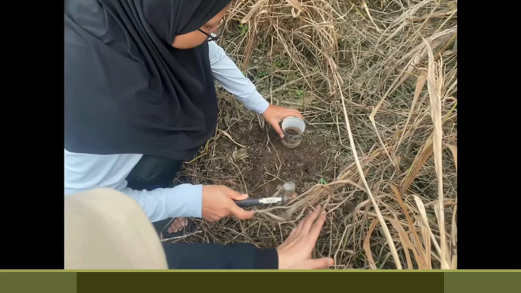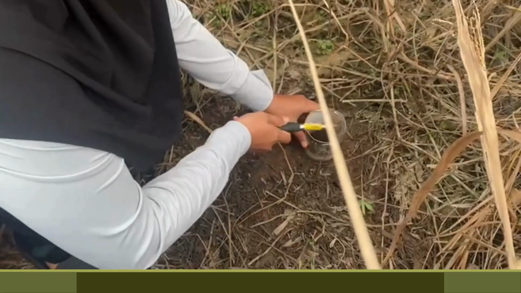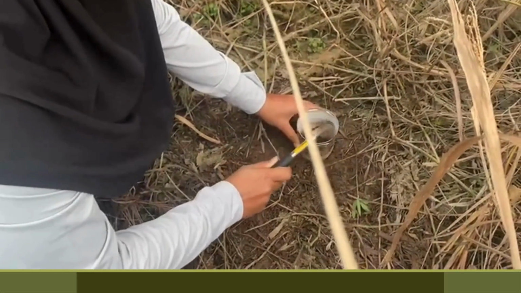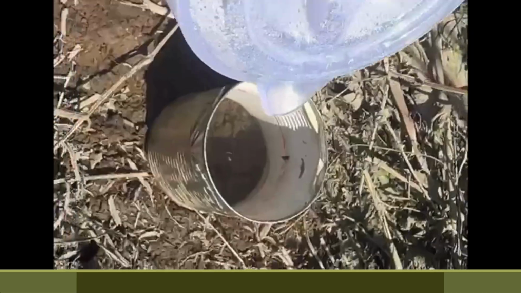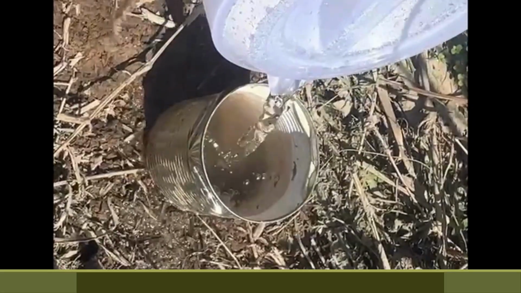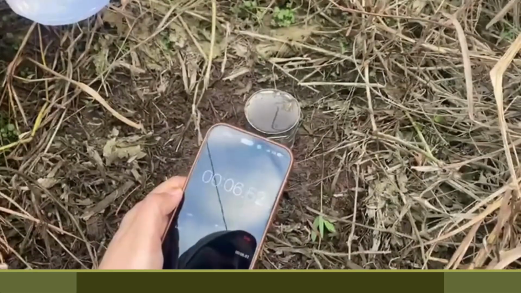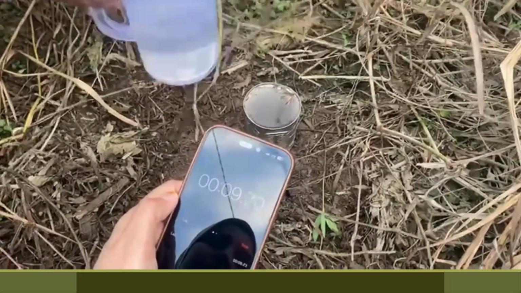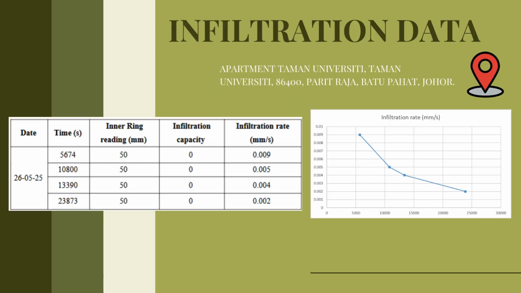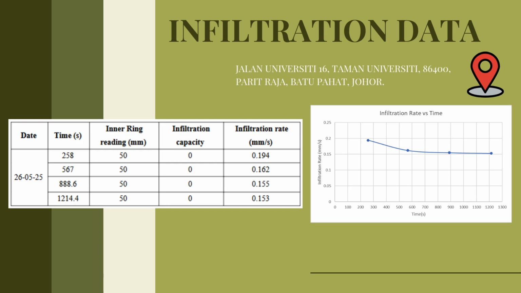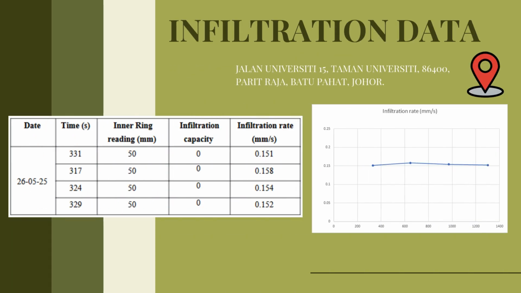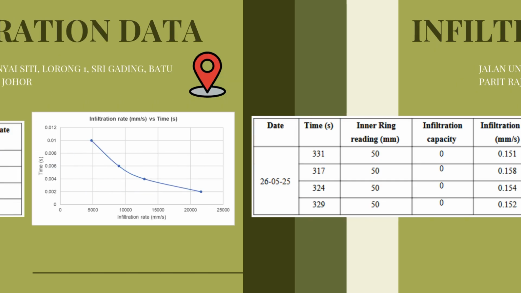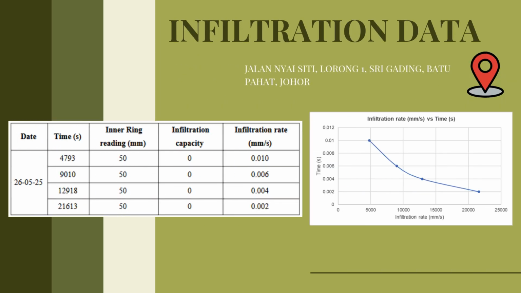Infiltration rate. Go to an open area for the test. Push the can about 2 centimeters deep into the ground using a hammer. Make sure it is stable and upright. Then slowly pour water into the can. Once the water is poured, start timing using a stopwatch and observe how quickly the water level drops. For the infiltration rate, we all decided to do infiltration on 26 May 2025. From the experiment, all stations took 4 laps for 1.5 liters of water to absorb into the soil.